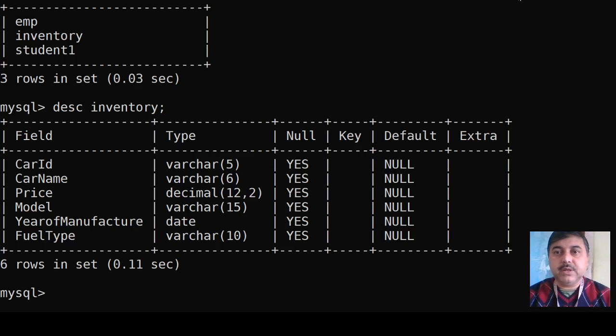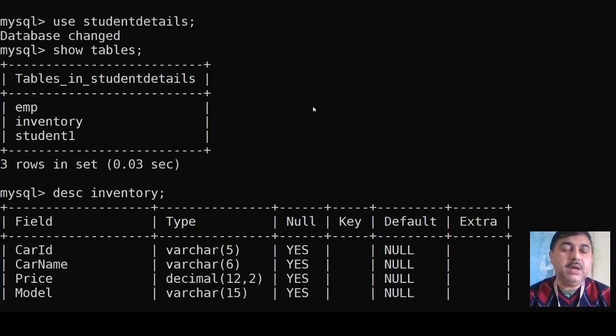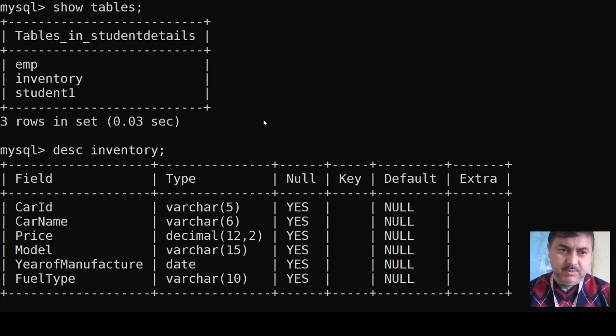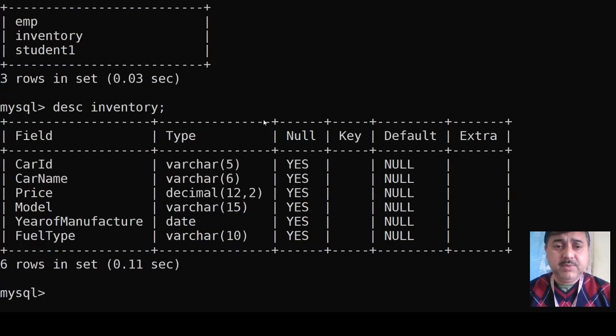So, dear student, we have already done these things, which I have shown you earlier. We are using the student details database. So what we will do is use student details. The database has been changed, and after using student details, we have written show tables. As we have written show tables, the names of the existing tables will be shown to us. What are the tables? Employee, inventory, and student one. So those are the tables that have been implemented.